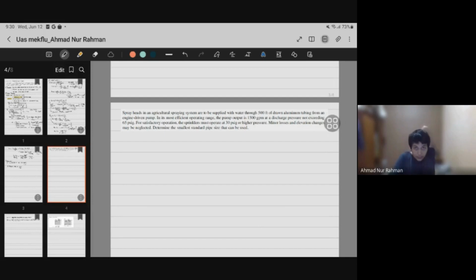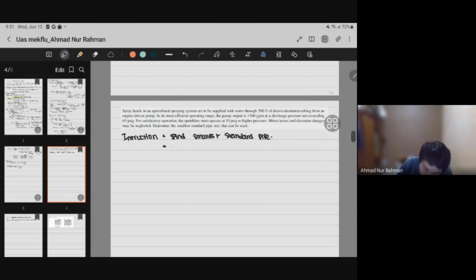Okay, so when we're analyzing a pipe, we're using a pipe again. So the instruction: we need to find the smallest standard pipe. Find the smallest standard pipe. Solve the problem in the name of Allah.